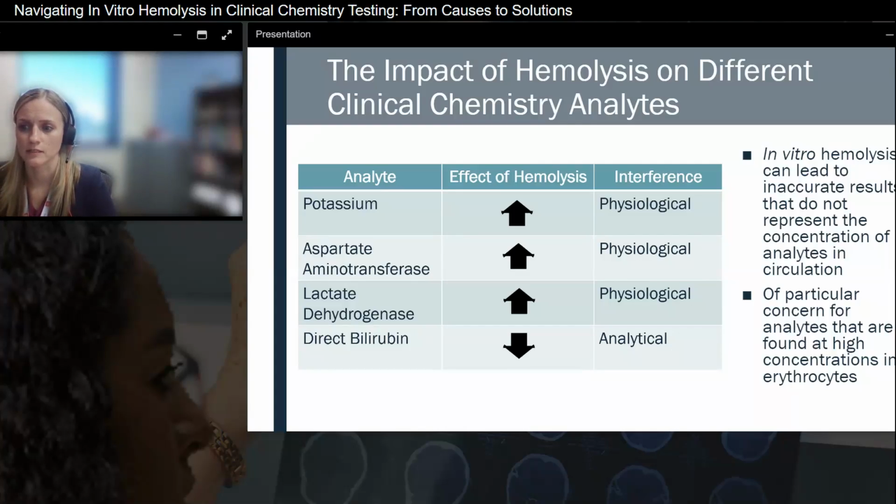While direct bilirubin is falsely decreased in the presence of hemolysis, and in this case, it's just an analytical interference because this analyte is not contained within the red blood cell, while potassium, AST, and LDH are.